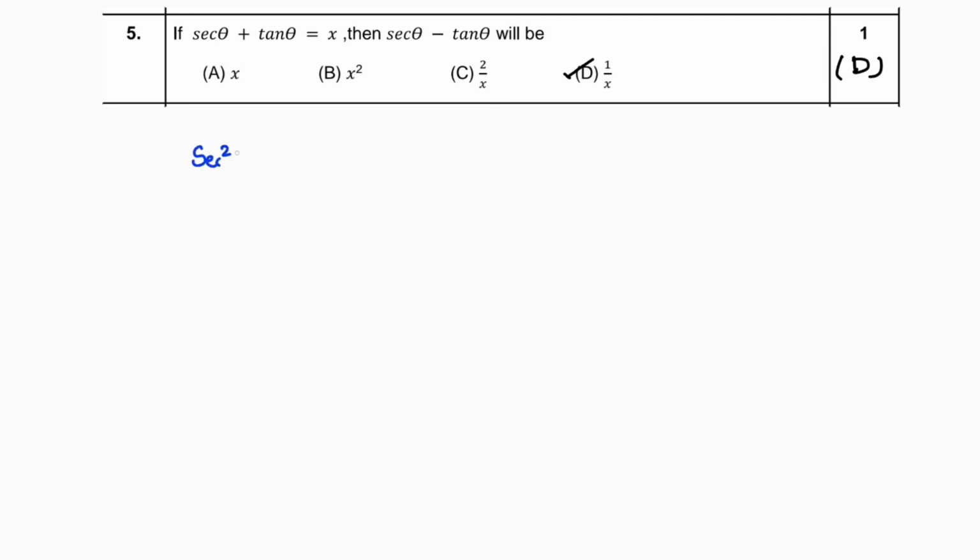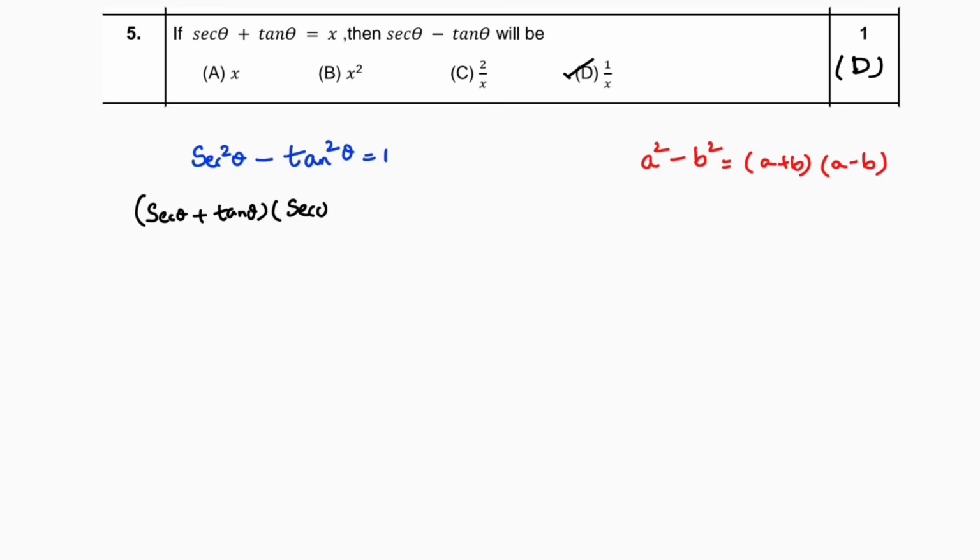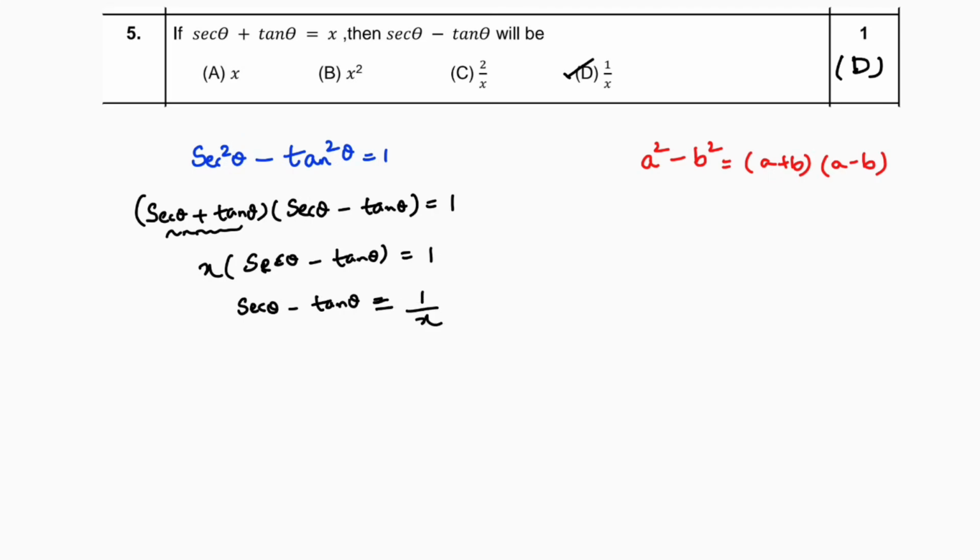See, we have the identity secant square theta minus tan square theta is 1. If I use the formula a square minus b square equals a plus b into a minus b, I get sec theta plus tan theta into sec theta minus tan theta equals 1. So here sec theta plus tan theta is X, into sec theta minus tan theta equals 1. So if I transpose X to the other side, sec theta minus tan theta becomes 1 by X.